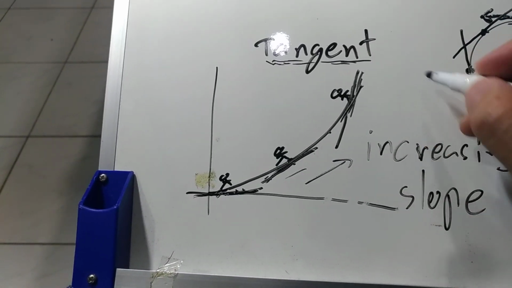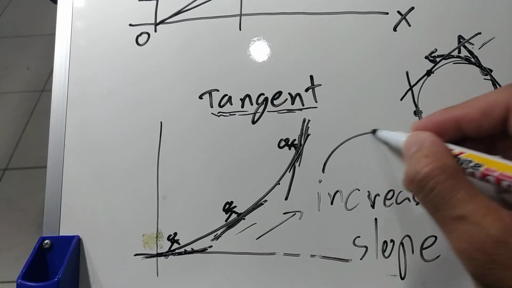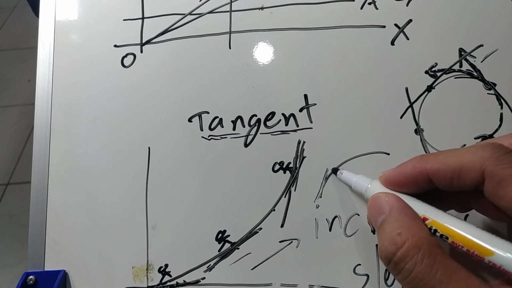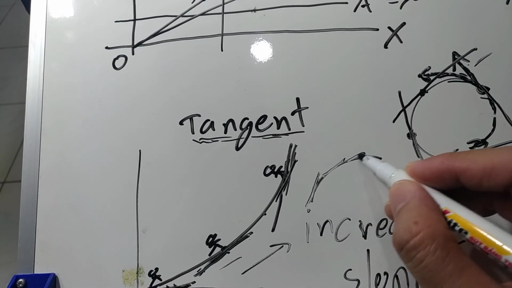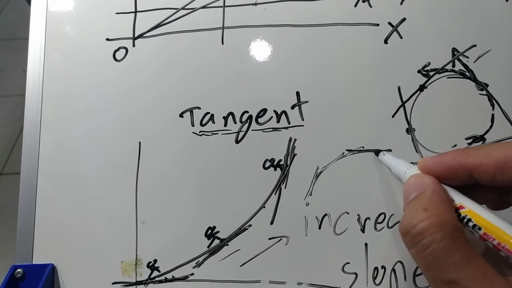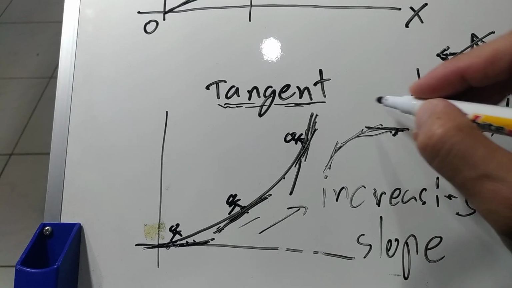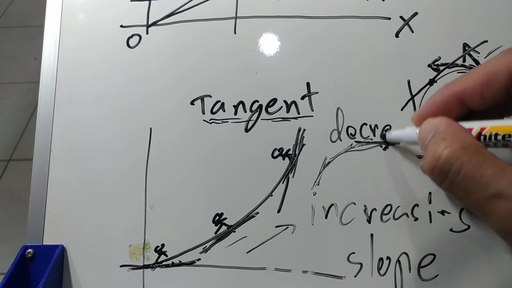It's going to go like this curve. Start from big slope to smaller, to almost zero slope, right? So this curve is decreasing slope.